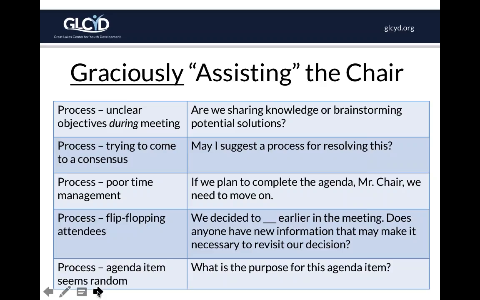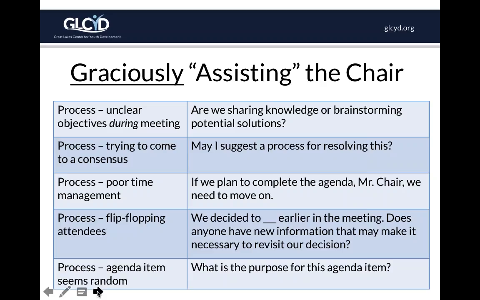And if you aren't, you can try to keep the meeting flowing by pointing out a point in time. If we plan to complete the agenda, Mr. Chair, we need to move on. And so again, it's not laying blame on anyone, it's pointing to the agenda and having people look at the agenda, not look at the chair and say, hey, this meeting's really falling apart, you need to do something. It's really just calling out the time, helping people be sensitive to the fact that you need to move on or table some items until the next meeting.